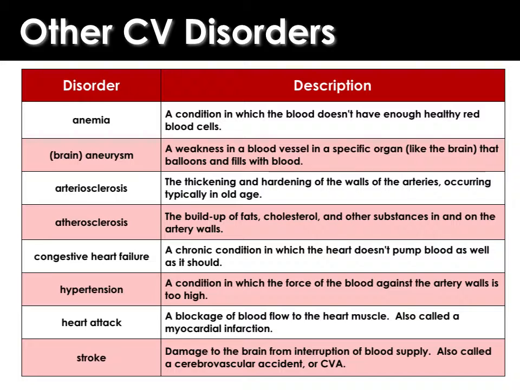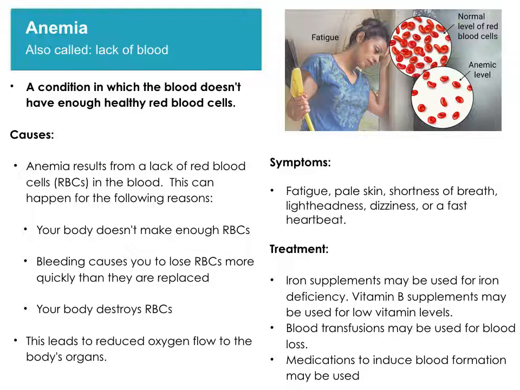There are other cardiovascular disorders, including all of these listed here. I'll quickly mention a few. Anemia is a condition in which the blood doesn't have enough healthy blood cells. This can be because your body doesn't make enough red blood cells, or bleeding causes you to lose red blood cells more quickly than they can be replaced.